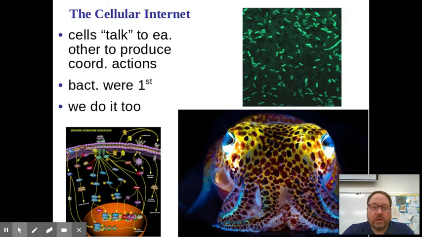So this notion of cells communicating with one another began with bacteria. The first forms of prokaryotic life were single-celled organisms like bacteria, and while a bacterium is an individual organism, it works in conjunction with other bacteria in order to carry out actions as a group and respond to changes in the environment. Bacteria do this through chemical interactions.